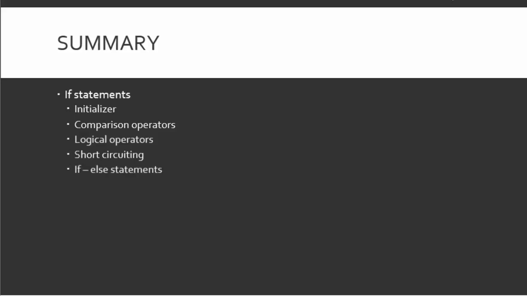We then talked about the 2 different variants of if tests. We talked about the if-else statement and how we can use that to execute one of 2 branches of code. So if the if test succeeds, then we're going to execute the first block of statements. Otherwise, we're going to execute the second block of statements.